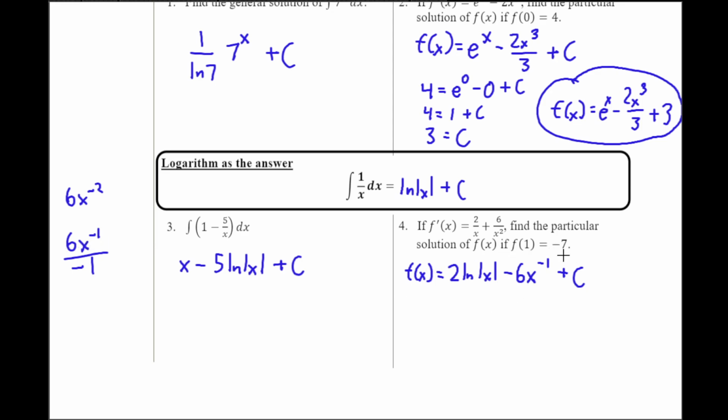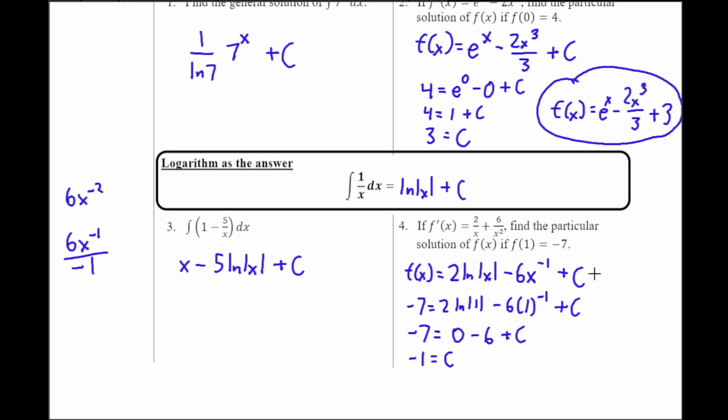Now we can plug in our initial condition. When x is 1, f of x is equal to negative 7. So negative 7 is equal to 2 ln of 1 minus 6 times 1 to the negative first, plus c. Remember, ln of 1 is just 0, so this becomes 0 minus 6, because 1 to the negative 1 is just 1, plus c. So negative 1 is equal to c.